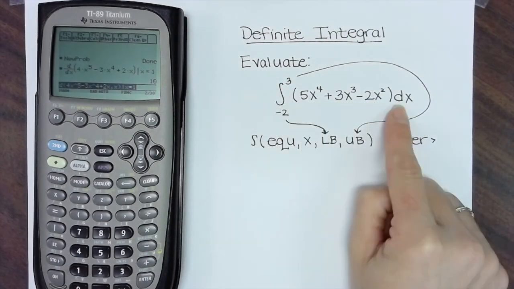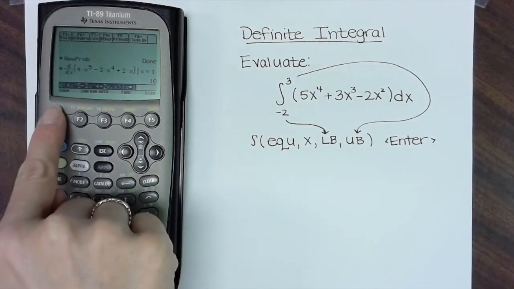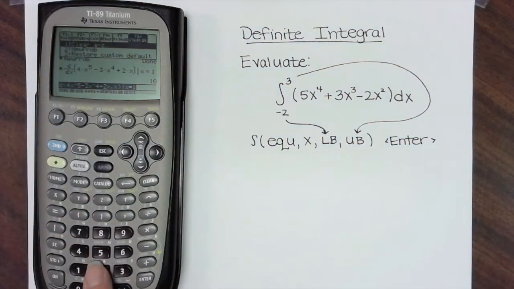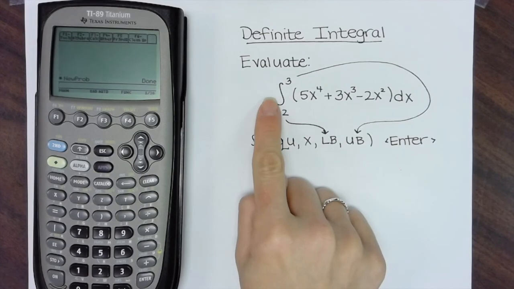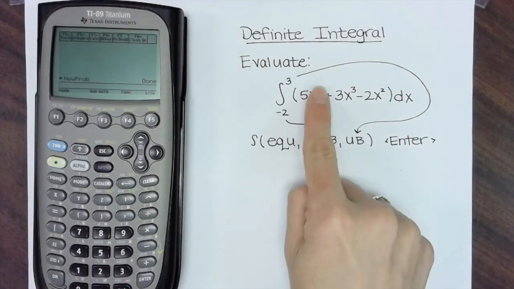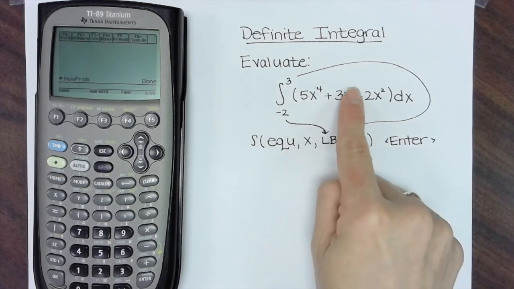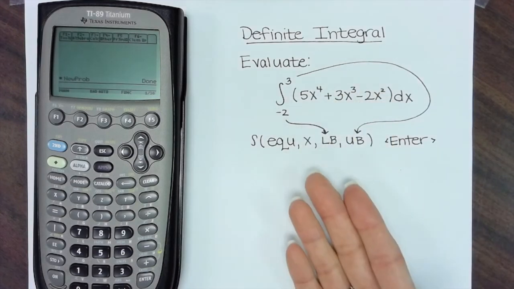So I'm going to show you how to type this one into the calculator. So let's clear and get a new problem. Second and F1 brings me to the F6 menu. The second option gives me a new problem. You can hit clear. Now, you guys can do this problem by raising the power and dividing by the new power. So this would be 5x to the 5th over 5, 3x to the 4th over 4, minus 2x cubed over 3. And then you would plug in the bounds on that.